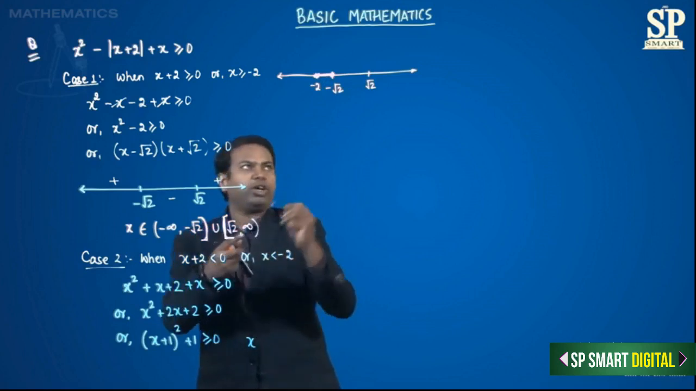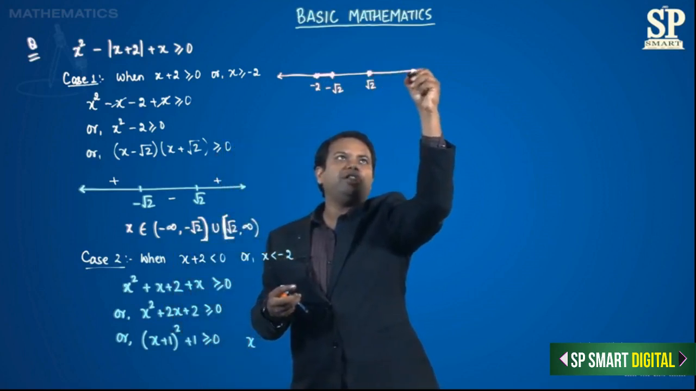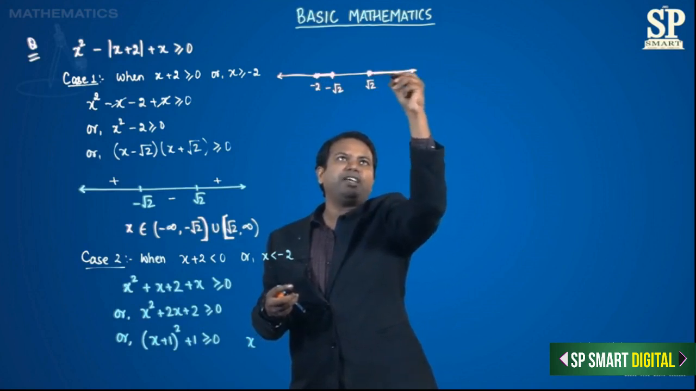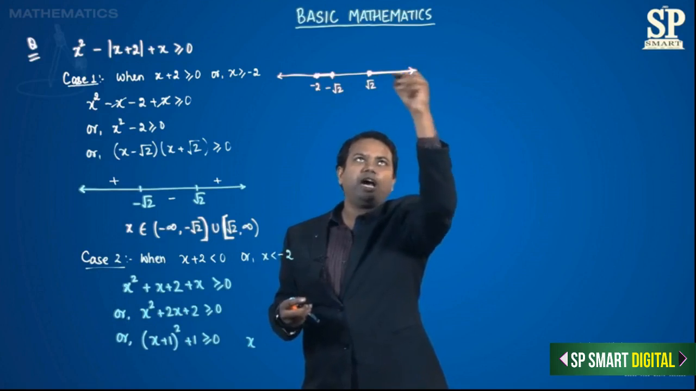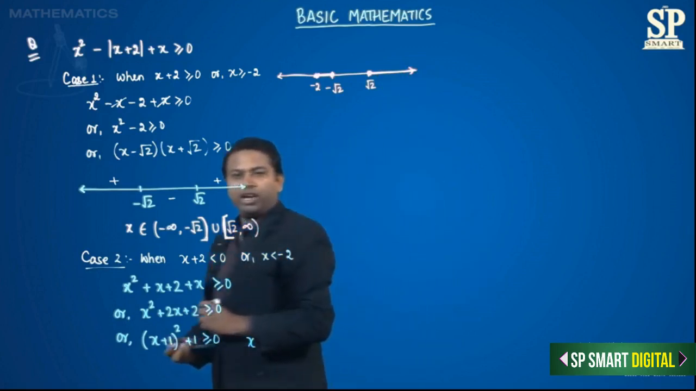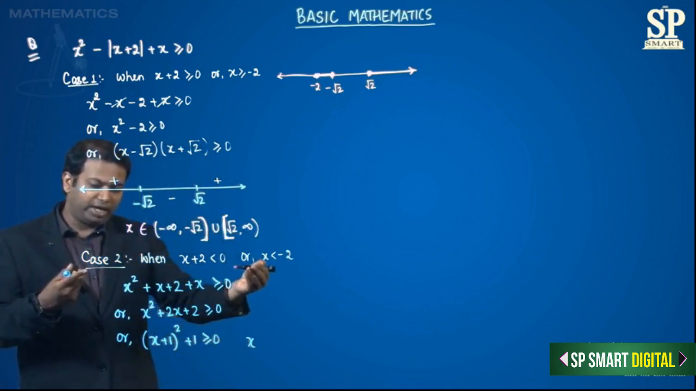And from root 2 to infinity, definitely all the values of x satisfy the given condition. So we make a solid line, highlighting the portion which is on the right side of root 2. Let us now quickly look at case 2.